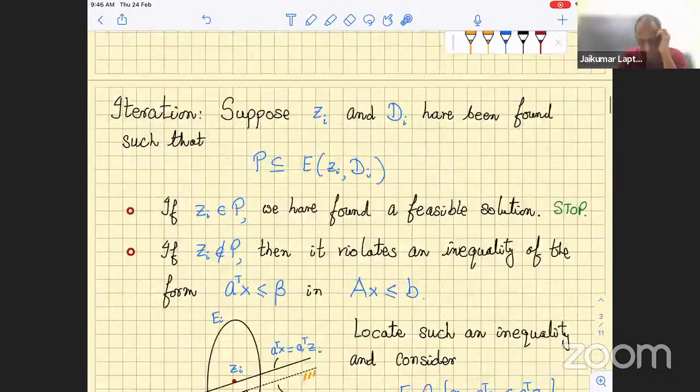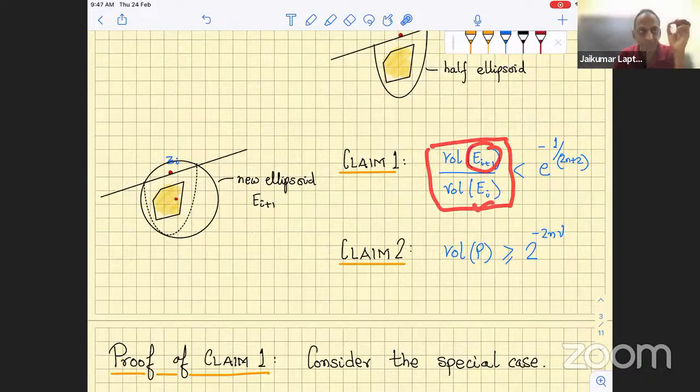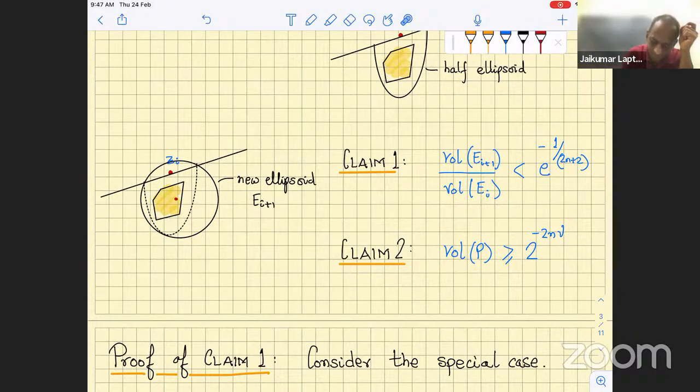So there are two claims. One is that there is a significant reduction in the volume of the ellipsoid in each iteration of the program. Each time you do this Khachiyan step, the volume does reduce. This exponential may be misleading. It's not an exponential reduction in the normal meaning of the word. It is just barely small, e to the power minus 1 over 2n plus 2. You should really think of this as a number which looks like 1 minus 1 over 2n plus 2.